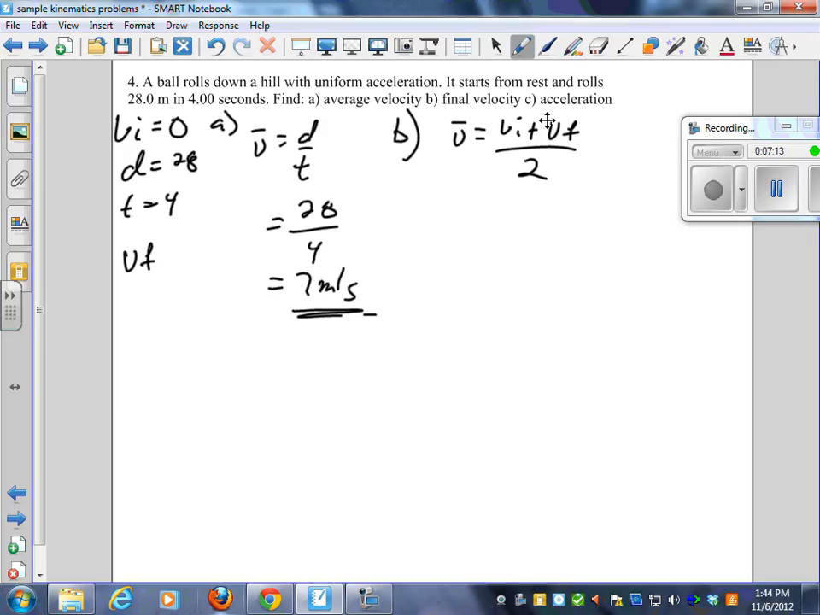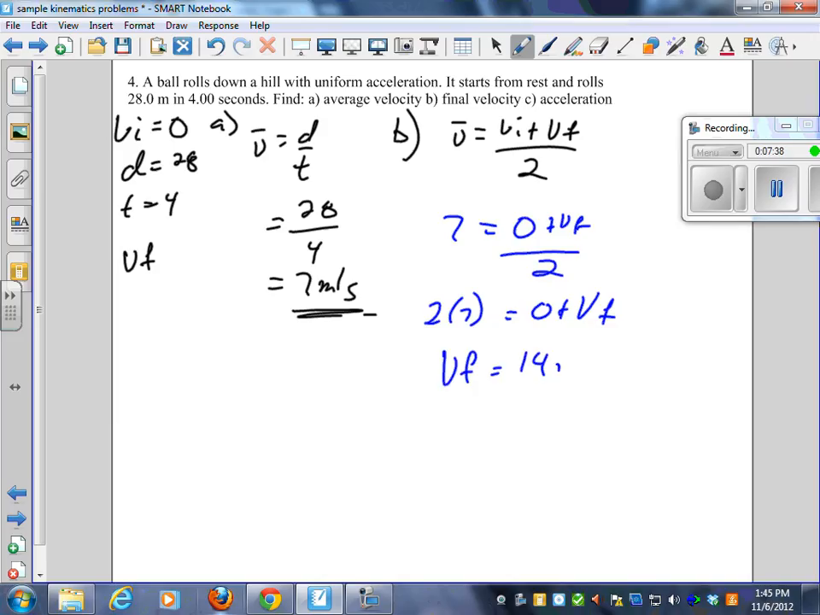Do I know the average? Yeah, it's 7. Do I know the initial? Yeah, it's 0. Divide by 2. How do I get rid of the divide by 2? Multiply by 2. Multiply both sides by 2. Right? 2 times 7 is equal to V0 plus VF. Or in other words, VF is equal to 14, which is what I heard someone say 30 seconds ago.